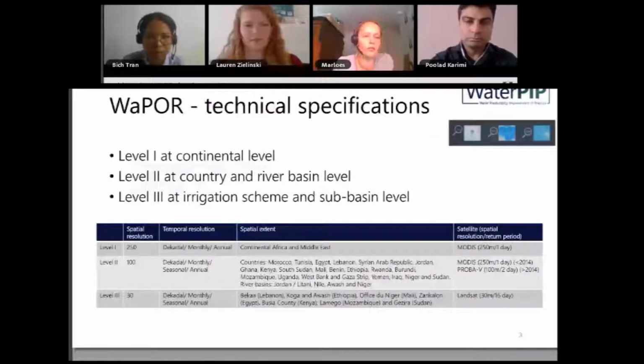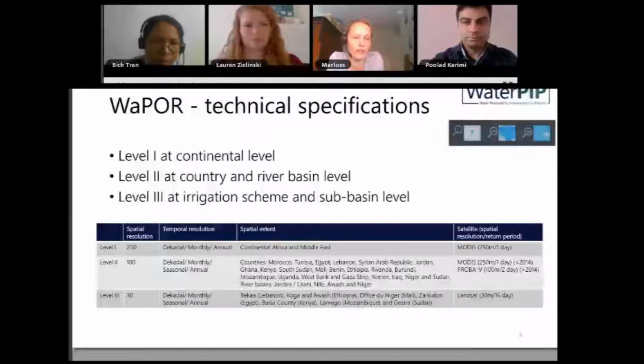So I'll just explain a little bit more of the technical aspects of this database. We have 3 different levels at different resolutions. Level 1 covers the whole of Africa and the Middle East, and that's available at 250 meter resolution. The source of data is MODIS, which is available at a 1-day interval, but in the portal it's combined into a decadal time step.